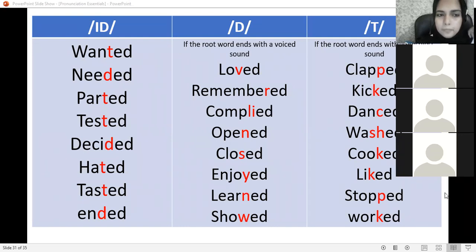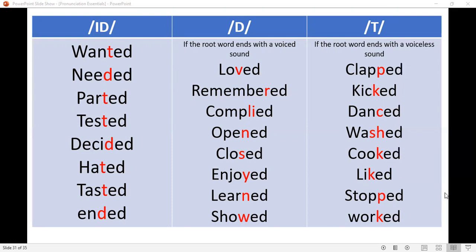Wanted, needed, parted, tested, decided, hated, tasted, ended. Nice. Loved, remembered, complied, opened, closed, enjoyed, learned, showed, clapped, kicked, danced, washed, cooked, liked, stopped, worked. Awesome. Thank you so much, Ms. Dua. Ms. Nagla, let's go.